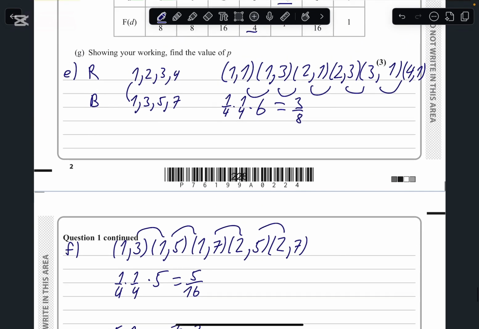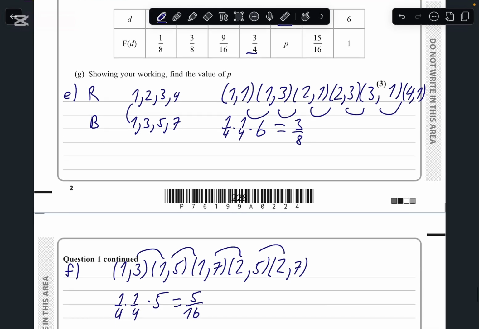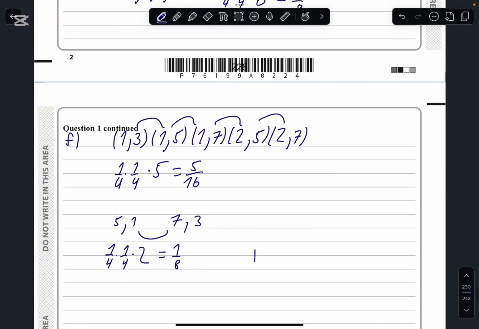As we said before, we're not done yet because now we need to add the 1/8 to the 3/4, and we get an answer of 7/8. So p is equal to 7/8.